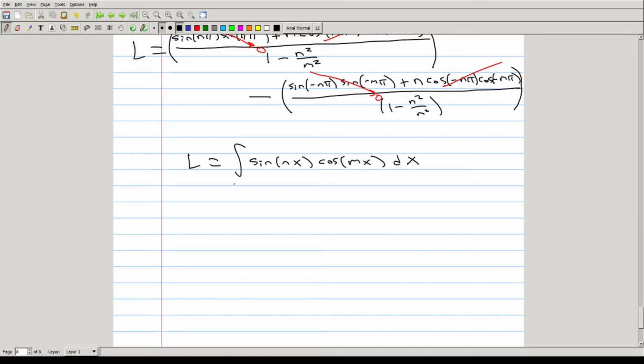L, or the integral of sine of nx times cosine of mx dx from negative pi to pi, is equal to 0. So these two functions are orthogonal on this interval.